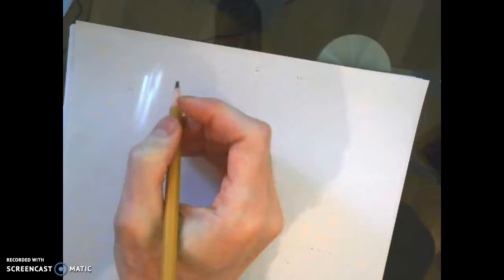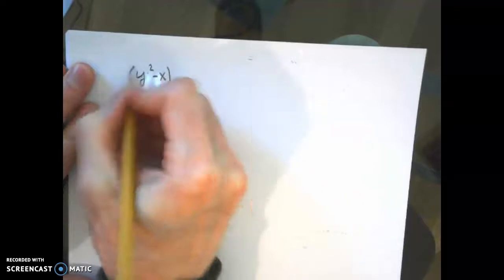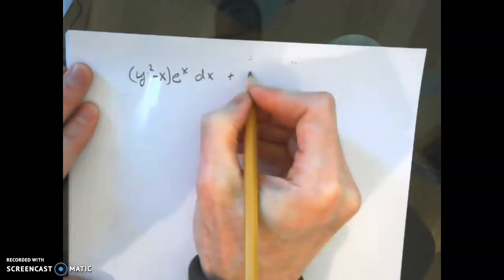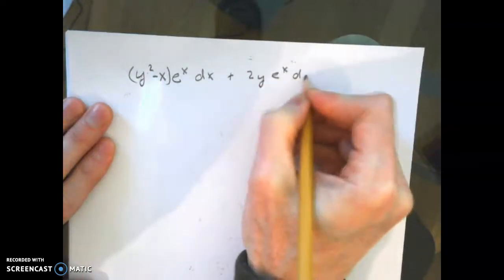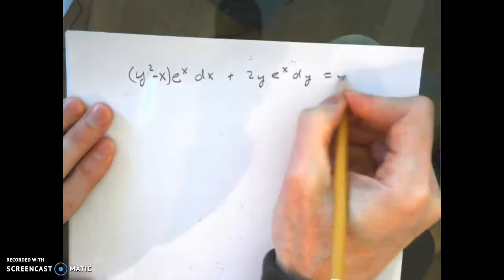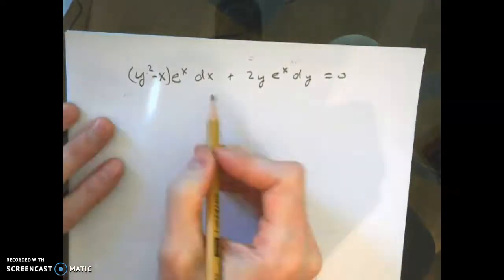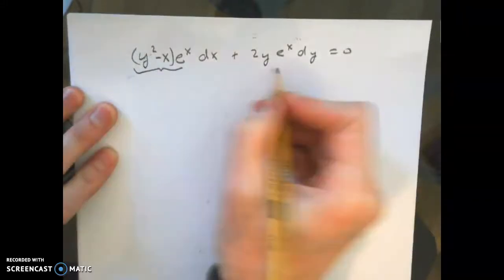Now let's go to the next page. So I'm going to take y squared minus x, e to the x, dx, plus 2y e to the x, dy is equal to 0. Okay? And now I'm going to take this thing and see if this is now exact, just to verify. It should be.